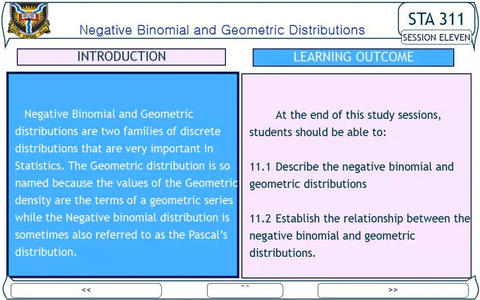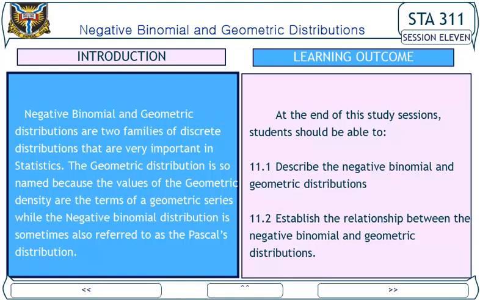Negative binomial and geometric distributions are two families of discrete distributions that are very important in statistics. The geometric distribution is so named because the values of the geometric density are the terms of a geometric series, while the negative binomial distribution is sometimes also referred to as the Pascal's distribution.